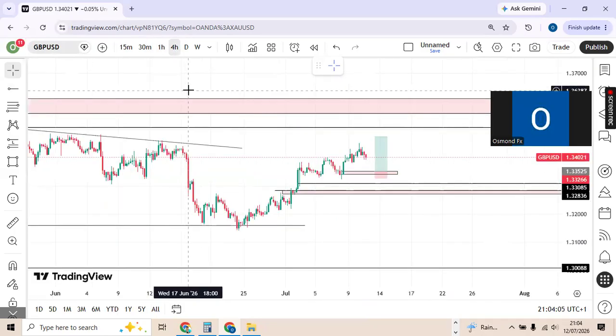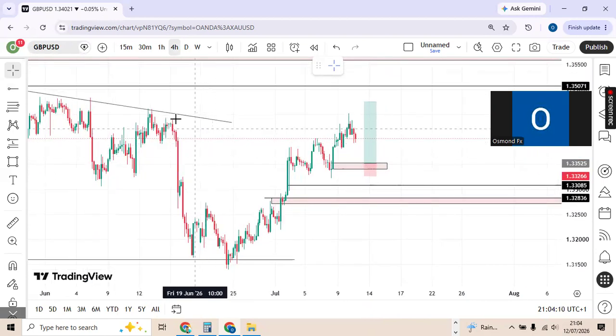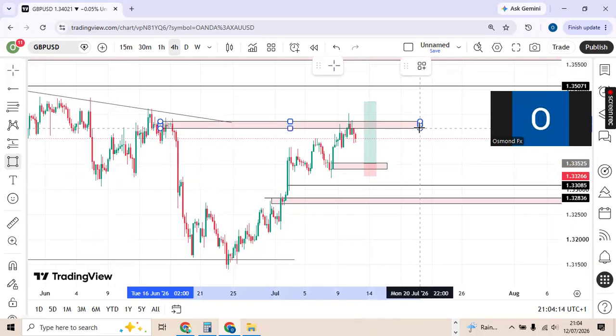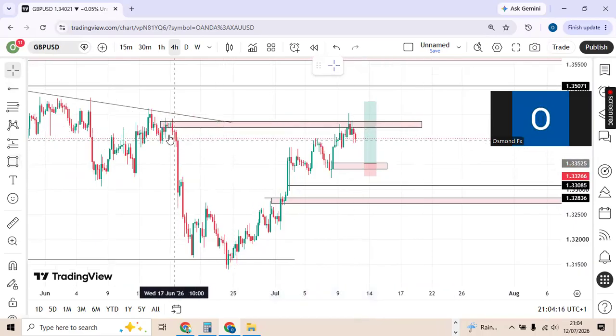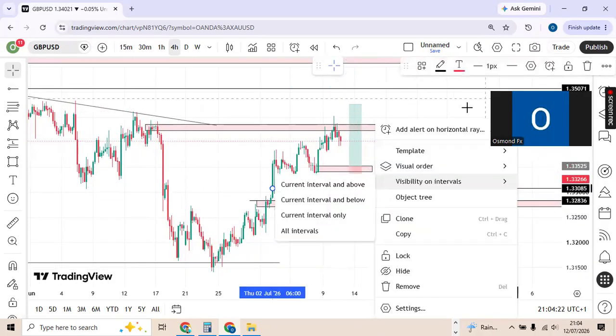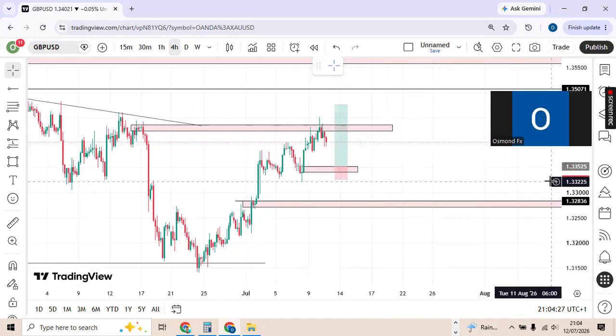All right, so let's go to the 4-hour time frame. Coming to the 4-hour time frame, we should not neglect the fact that the market has already tapped on another supply zone here. The market is actually reacting from a supply zone in this area. So we should be more careful of what we do on GBPUSD.